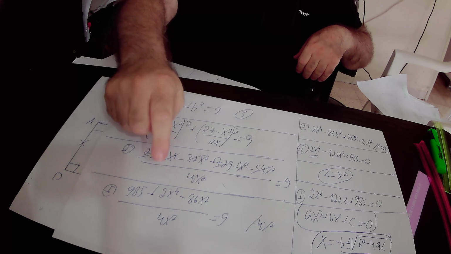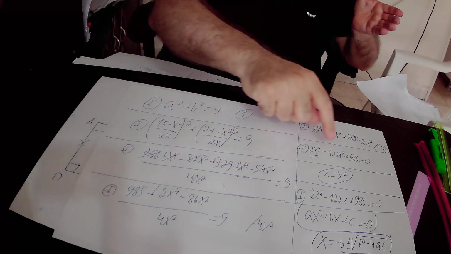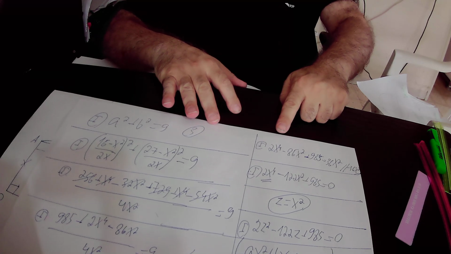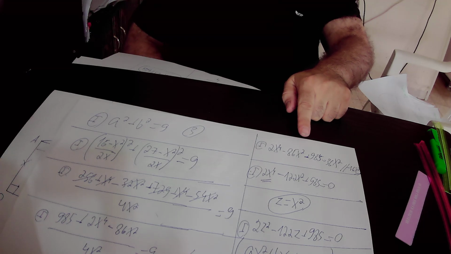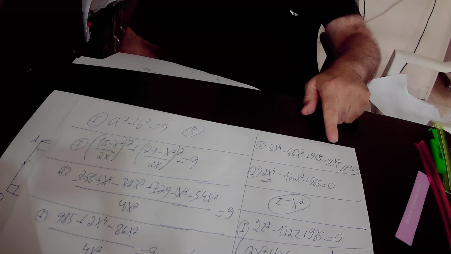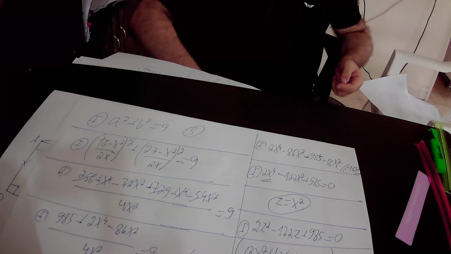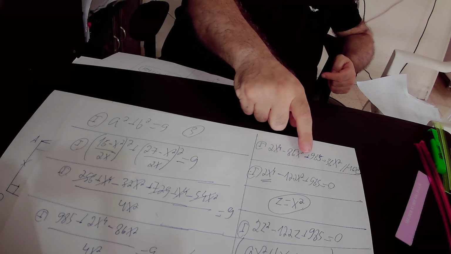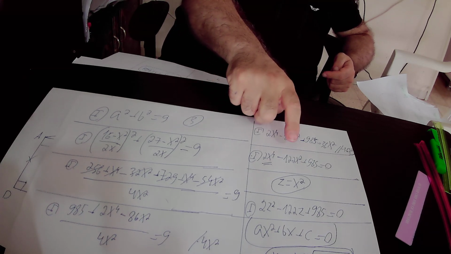We multiply this equation number 1 by 4x squared. 4x squared times 9 is 36x squared. So, in conclusion, we found out that 2 times x to the power of 4 minus 86x squared plus 985 equals 36x squared. We subtracted 36x squared from this equation. We found out that 2 times x to the power of 4, minus 86x squared minus 36x squared is minus 122x squared, plus 985 equals 0. Then we define z as x squared.